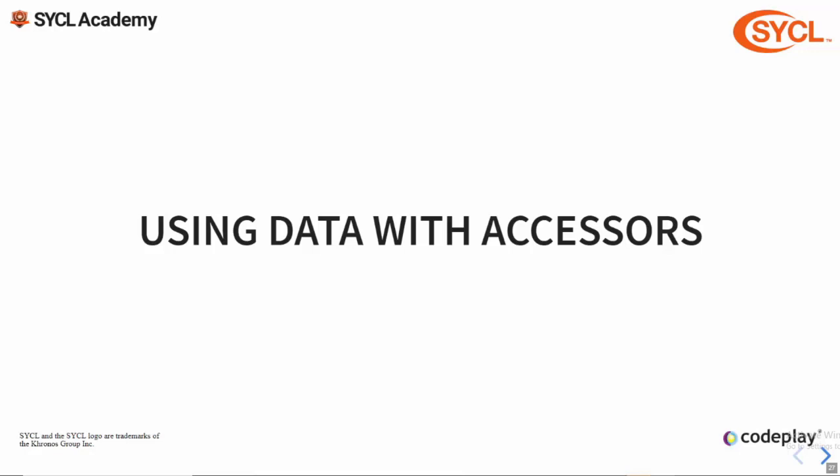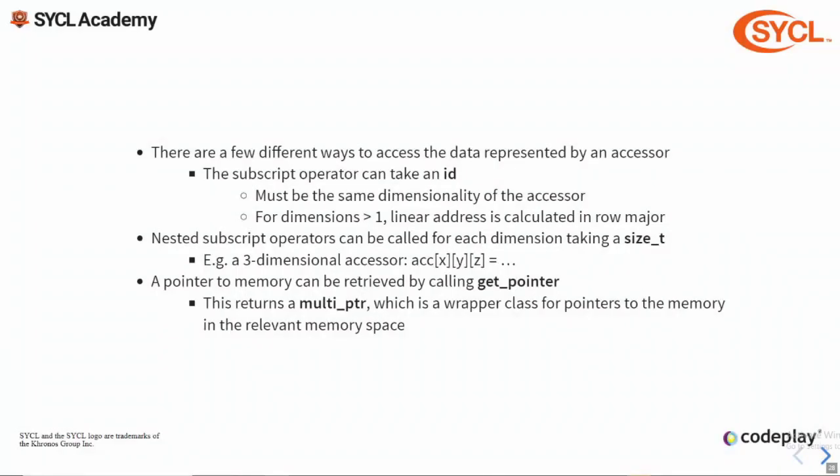Finally, we're going to take a look at ways in which you can access data, either in a kernel or on the host application, using accessors. There are a few different ways that you can access the data as represented by an accessor. Firstly, the subscript operator takes an ID. For dimensions larger than 1, the index is linearized using row major ordering. You can also use nested subscript operators when there's more than one dimension, so you have one subscript operator for each dimension. Finally, you can also retrieve a pointer to the underlying memory by calling getPointer. This returns an object of multi_ptr, which is a pointer wrapper class which knows the memory space the data is in.